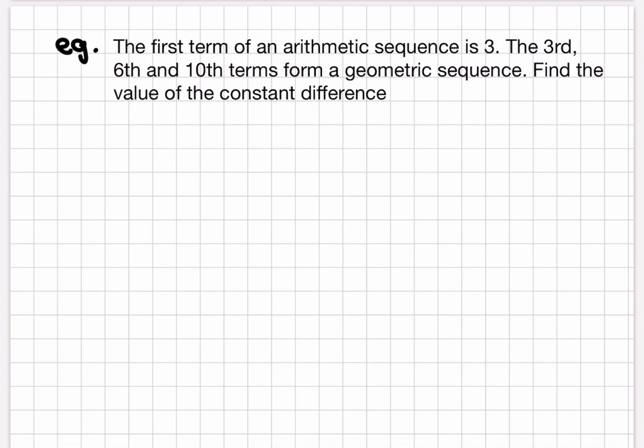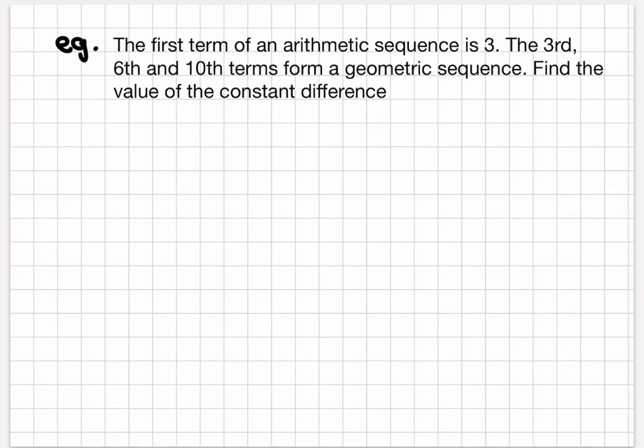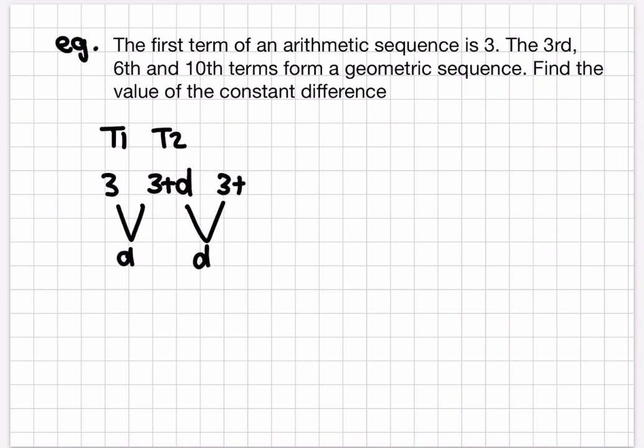Okay, so let's do a word problem. Here we have the first term of an arithmetic sequence is 3. The third, sixth, and 10th terms form a geometric sequence. Find the value of the constant difference. Okay, so we know T1 is equal to 3. When we add a D, we get T2, which is 3 plus D. We add another D, we get 3 plus 2D. That's term 3. Then, if we had to carry on this pattern, can you see that this is one less of this? And this is one less of that.